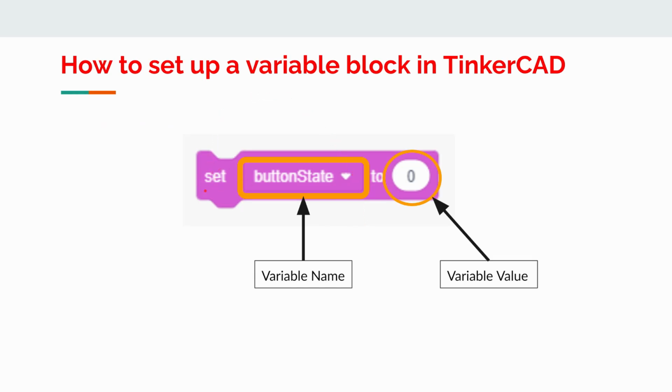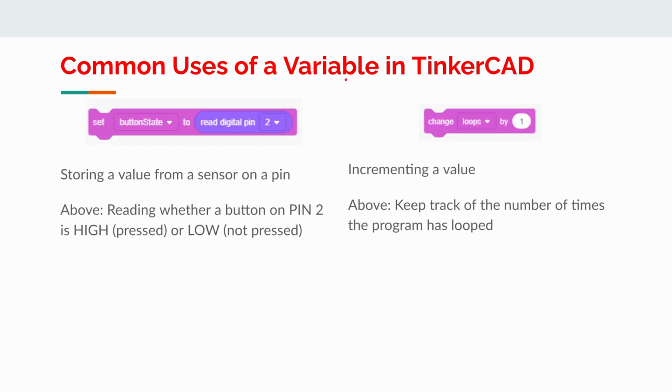So there's another block that looks like this. It says set variable name to variable value. So from left to right here, we can read this as set button state to 0. So this is how you just tell Tinkercad this variable has this value. This is what we're putting inside this particular box, in other words. And now let's move on to how else we can interact with these. So these are two common uses of a variable.